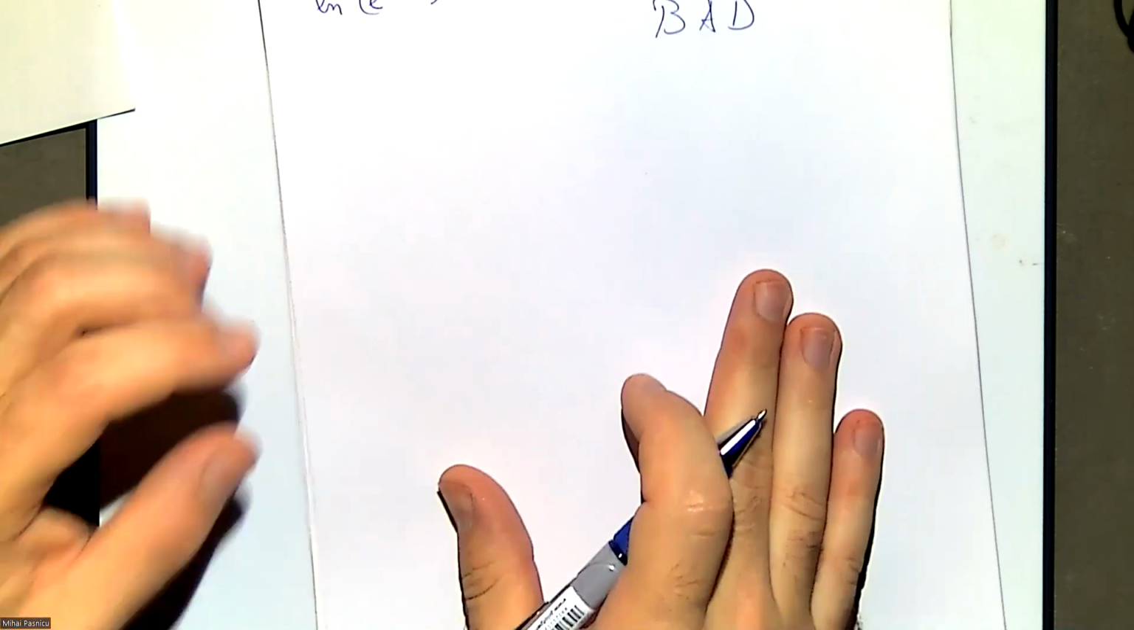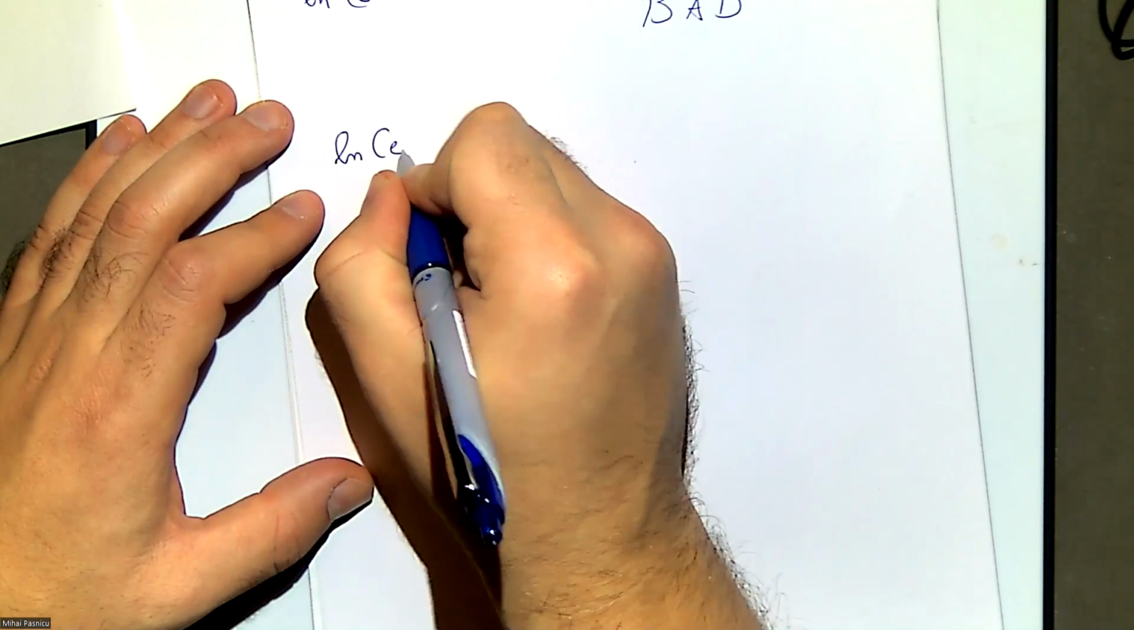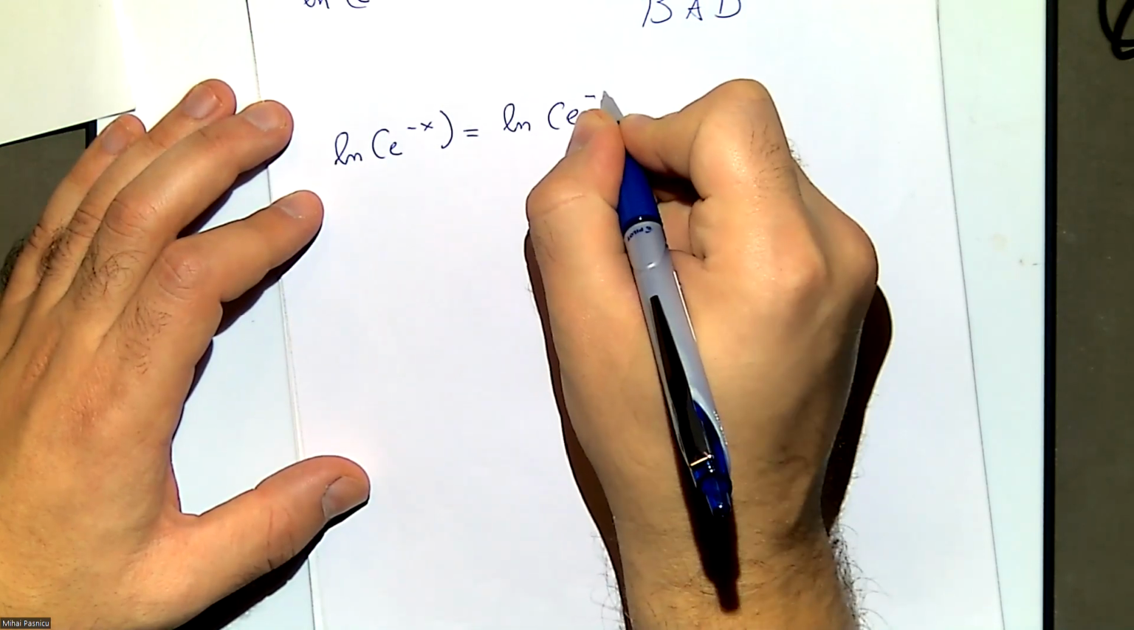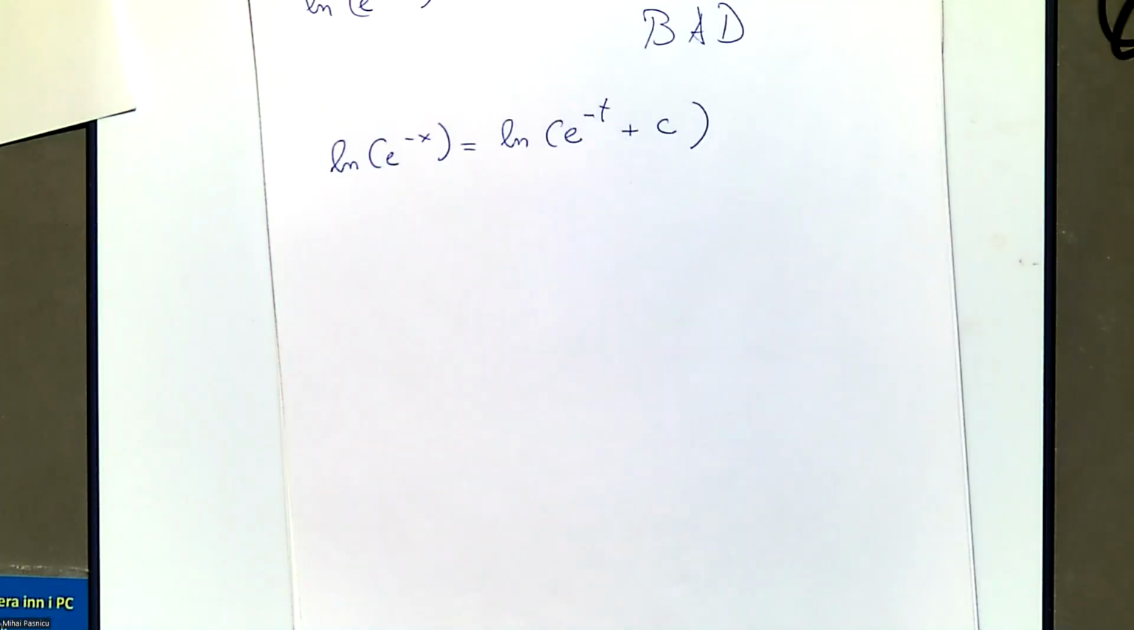When you take ln, you take ln of the whole thing. So the solution is ln e^(-x) is equal to ln of e minus t plus the c inside the ln. Okay, the same as the exponential, works the same way.